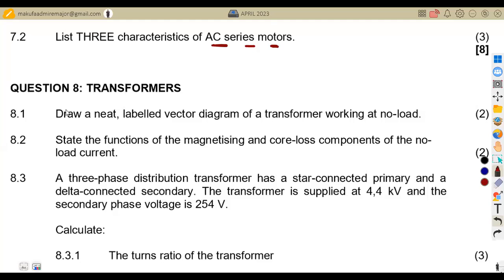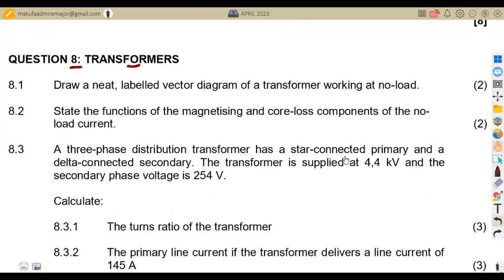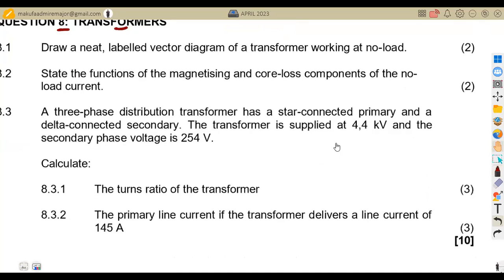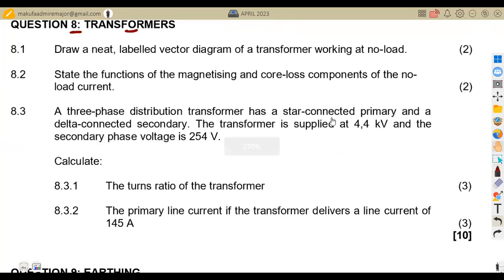All right, on question number 8, which is on transformers, we are given the first part. It was to draw a neat labeled vector diagram of a transformer at no load. Take note, this is at no load because it can be on load, and here we are asked to have this one working at no load. All right, so this is what you're going to have.